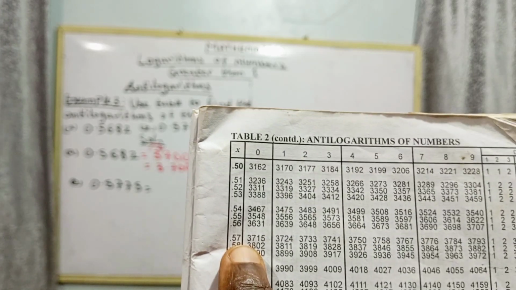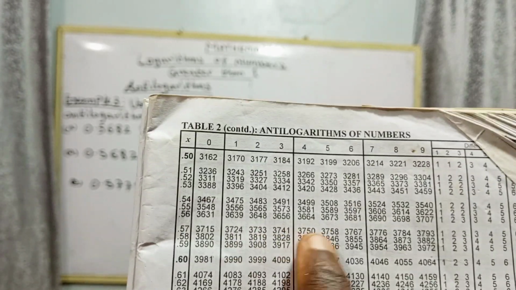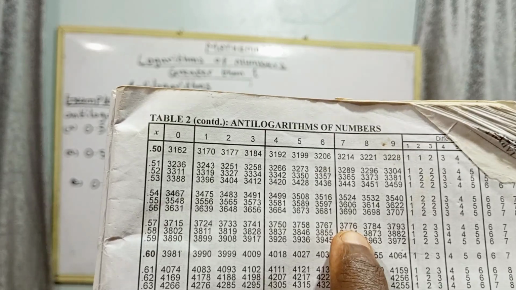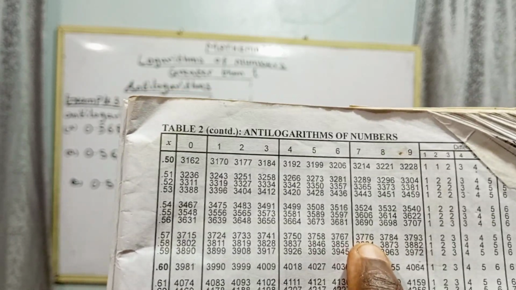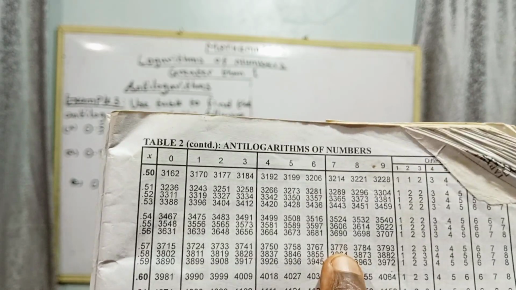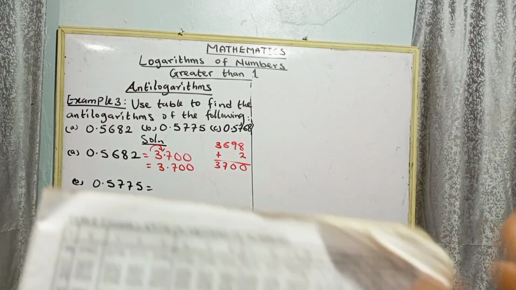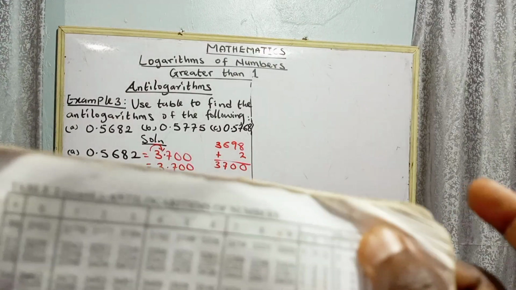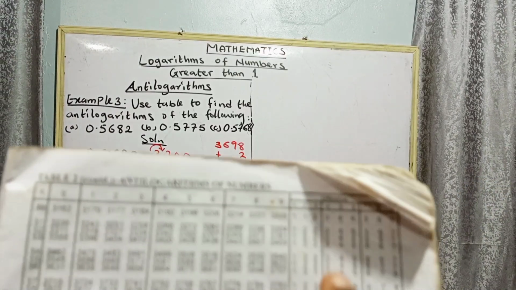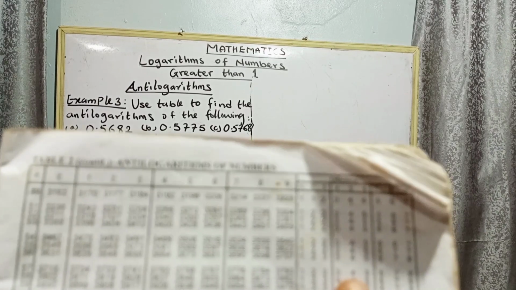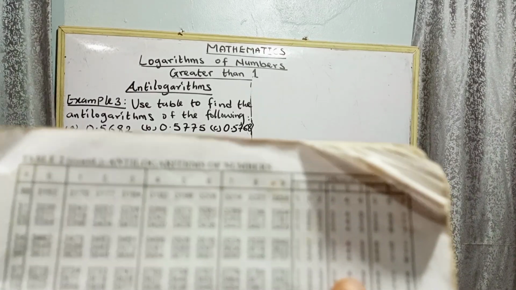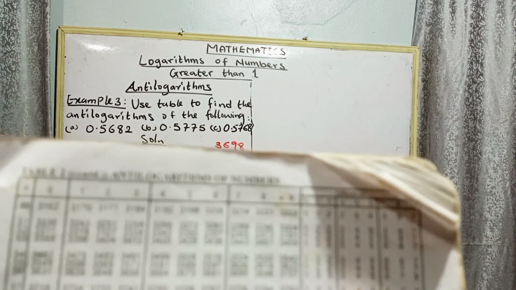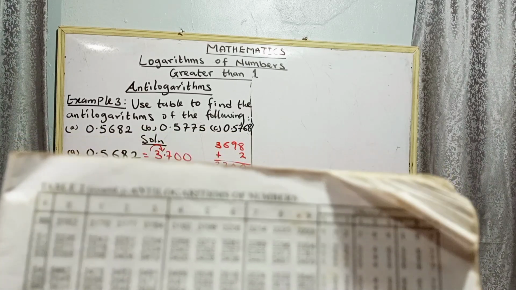This is 0.57 here. You can see very clearly. 0.57 under 7. We have 3776. Then difference 5. Come and check under difference 5. These are the differences here. These are 5 here. Check under 5. We're checking 0.57, difference 5 is 4. So you're going to add this 4.